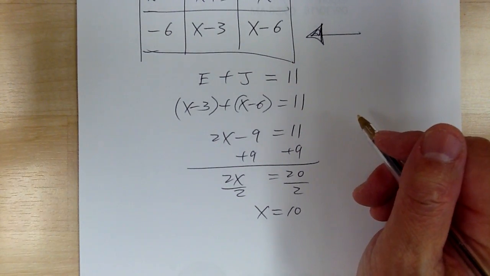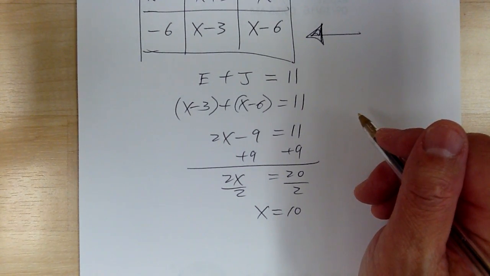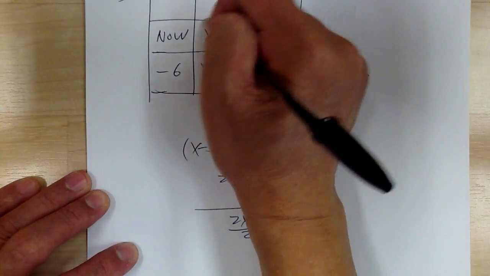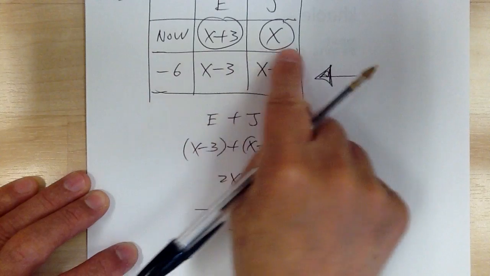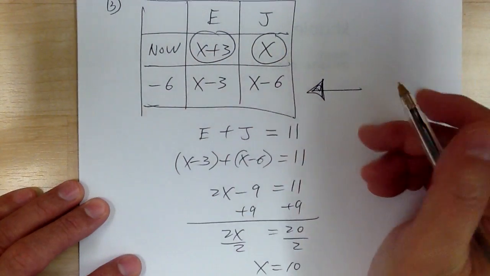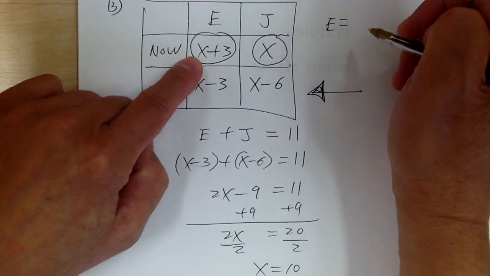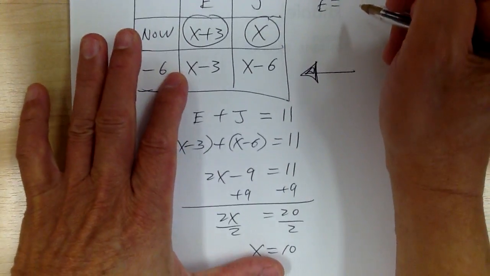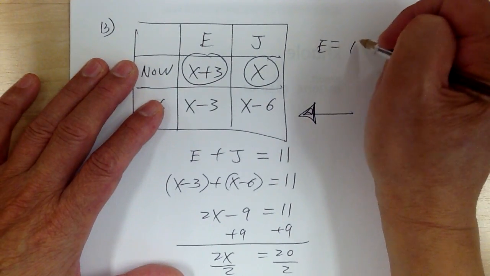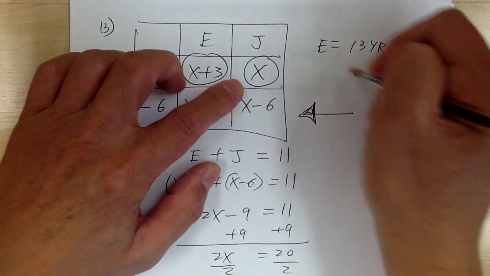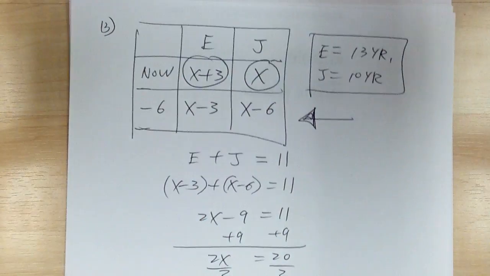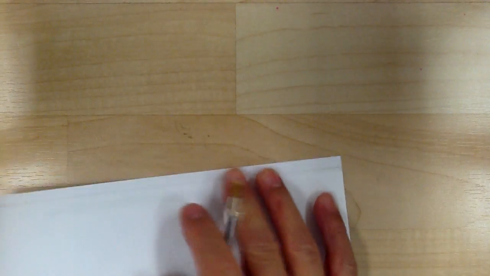What are they asking? What is their age now? So they're looking for now. So again, I circle that to indicate what you are looking for. You're looking for their age now. So Emily is x plus 3. So if you look at these two pieces of information over here, Emily would be 13 years old, and Jack would be 10 years old. Okay, and that's it. Let's go to 14.